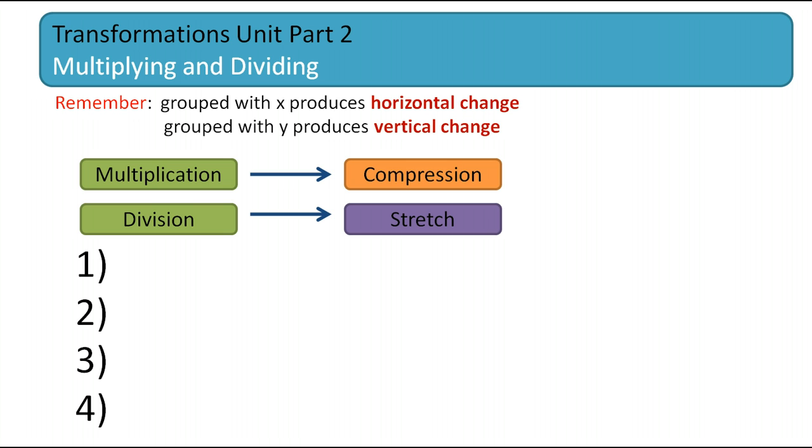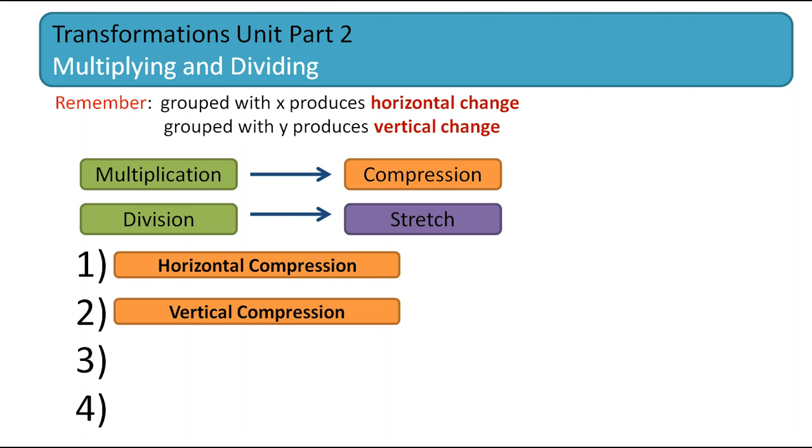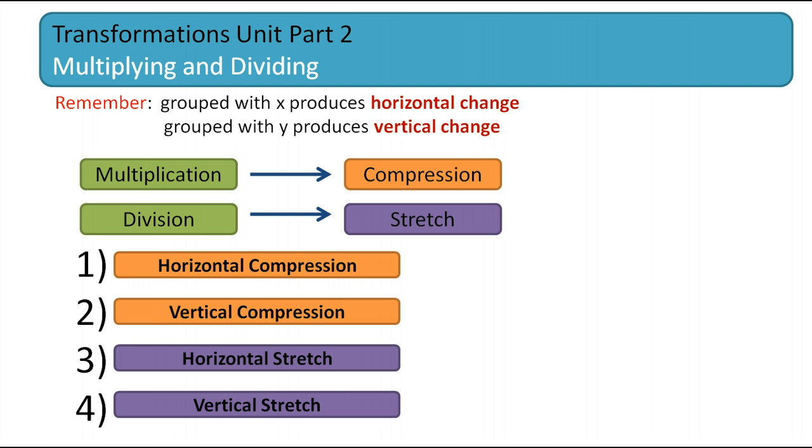So therefore we're going to have four possible things. Number one, we can have a compression on the horizontal, which is going to squish our functions so that they are skinnier. Two, we might have a vertical compression, and that would make our functions wider. Three, we might have a horizontal stretch, which would make our functions wider, and we may have a vertical stretch, which would make our functions skinnier. So there's four possibilities that we're going to be working with here.